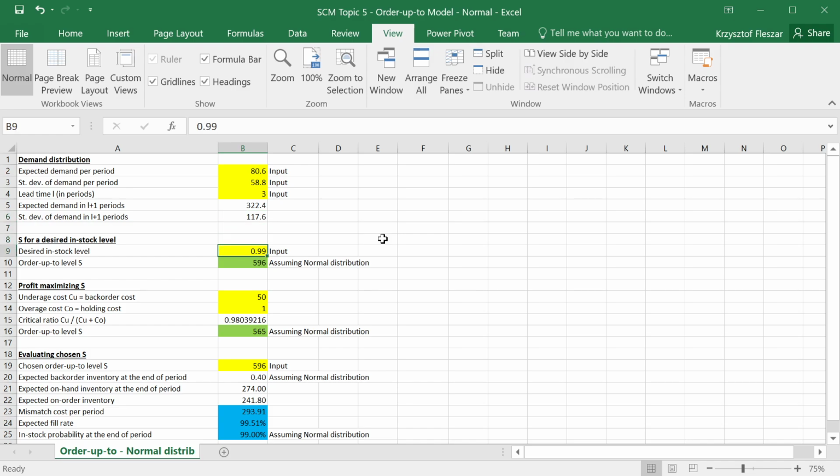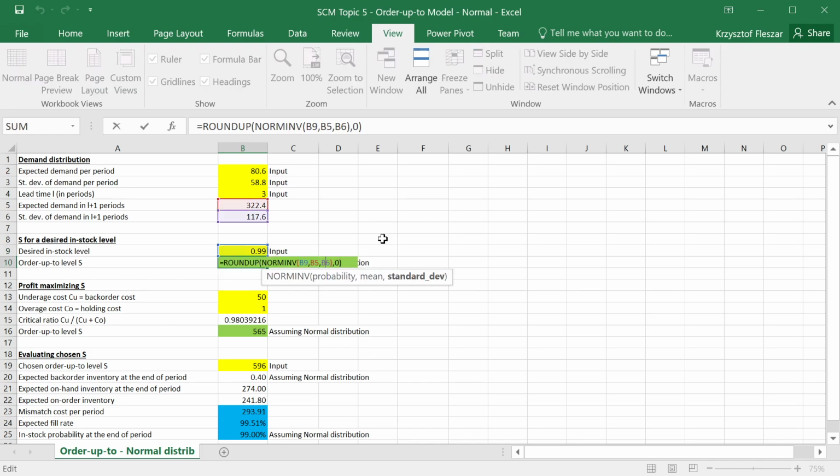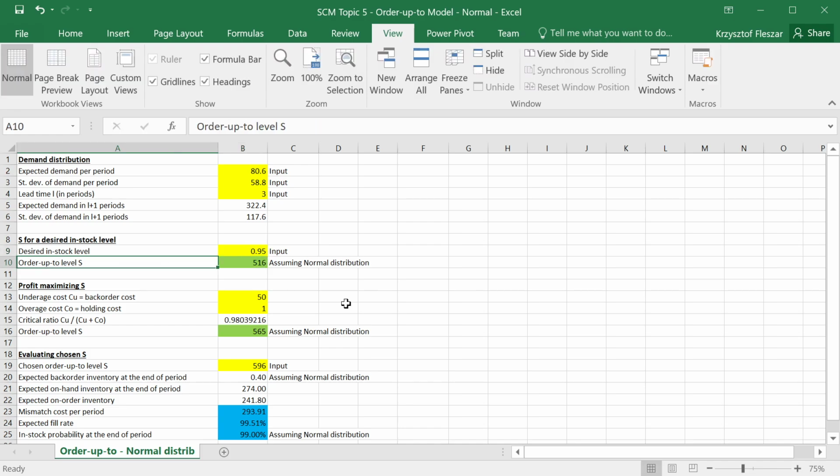And if you want a desired in-stock probability of 99%, we can calculate it using ROUNDUP of NORM.INV with the appropriate in-stock probability 99% and the mean and standard deviation for the demand during L+1 periods. Right, so this is 596. If we, for example, assumed 95%, it would be 516, and so on.